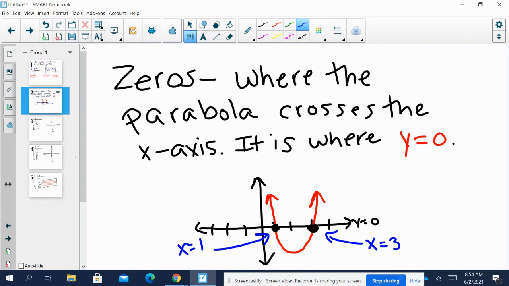Zeros are where the parabola crosses the x-axis. It's the solution. It's where y equals 0. So in this particular case, you see that x is equal to 1 and x is equal to 3, right? Because this is the point 1, 0, and this is the point 3, 0. So when y is 0, it hits the x-axis. So the solutions, or the zeros, in this particular example are 1 and 3.